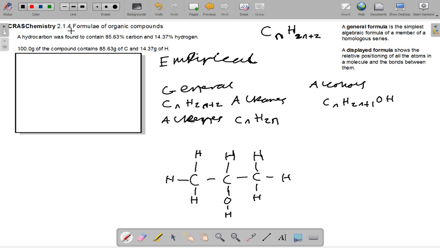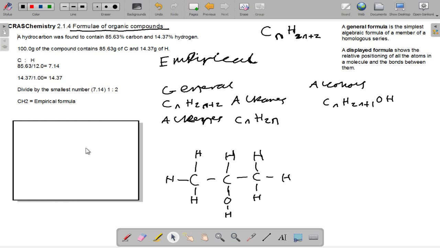But now we'll look at the formula of organic compounds. So a hydrocarbon was found to contain 85.63% carbon and 14.37% hydrogen. This is just the same as any other empirical formula that you've encountered before, but it only contains carbon and hydrogen. So if we pull up our screen, we have a look at our mole equations. Mass divided by molar mass equals 7.14, and 14.37 divided by 1 is 14.37. You do not need a calculator to do that.